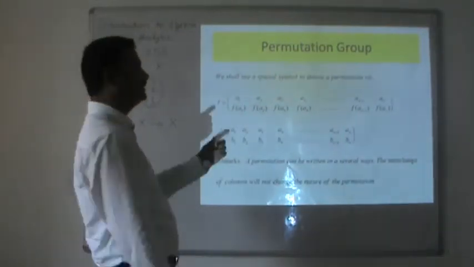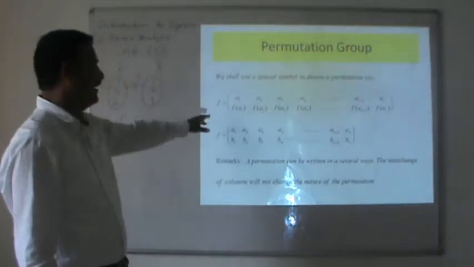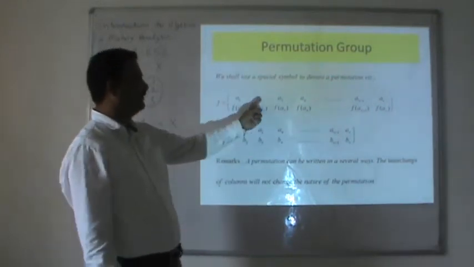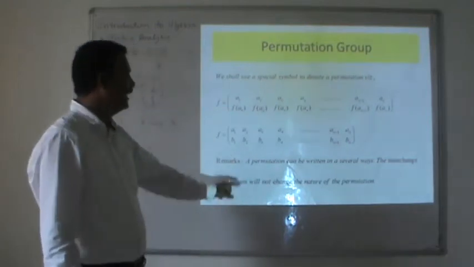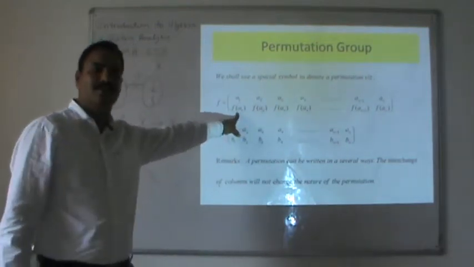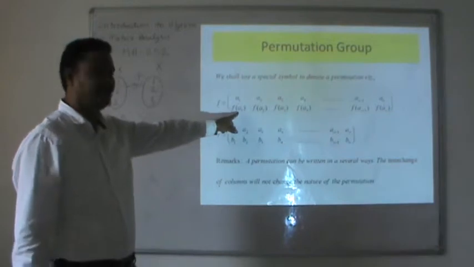We shall use a special symbol to denote a permutation. Here we arrange the elements in two rows. The first row is usually known as the domain elements, and the second row elements are usually known as the image set elements.